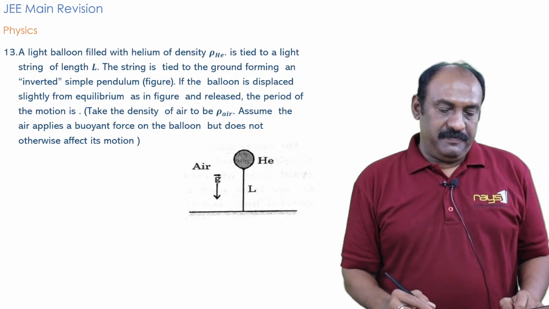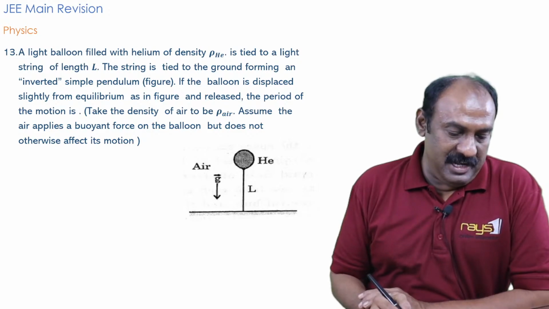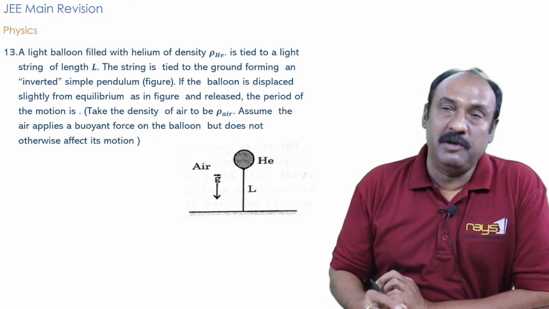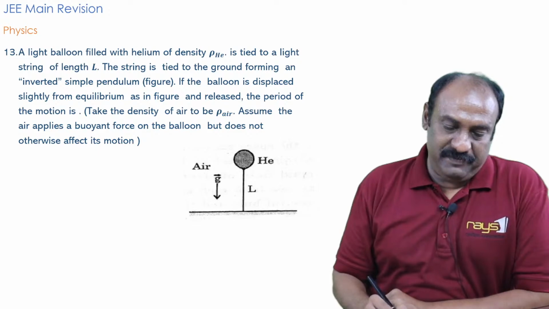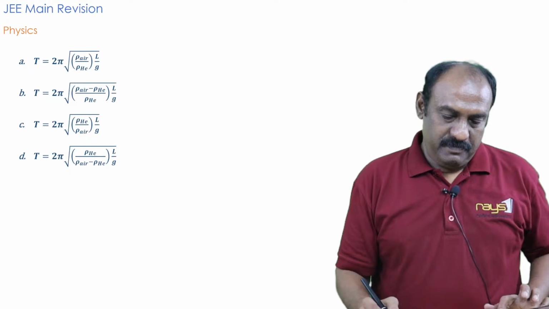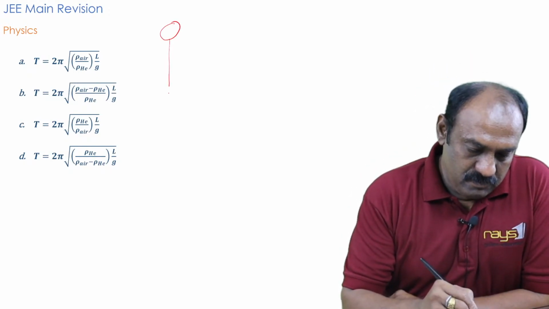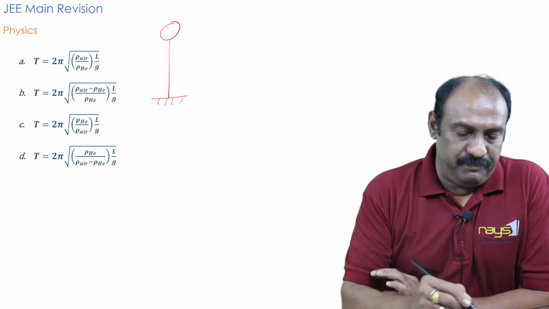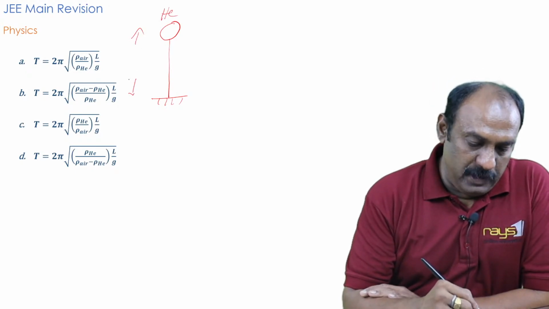Question number 13. A light balloon filled with helium of density rho helium is tied to a light string of length L. The string is tied to the ground forming an inverted simple pendulum. If the balloon is displaced slightly from equilibrium as in the figure and released, the time period of the motion is? So, this is the balloon. The tied balloon here acts as an inverted pendulum. It is filled with helium. The length of the balloon pendulum is L.